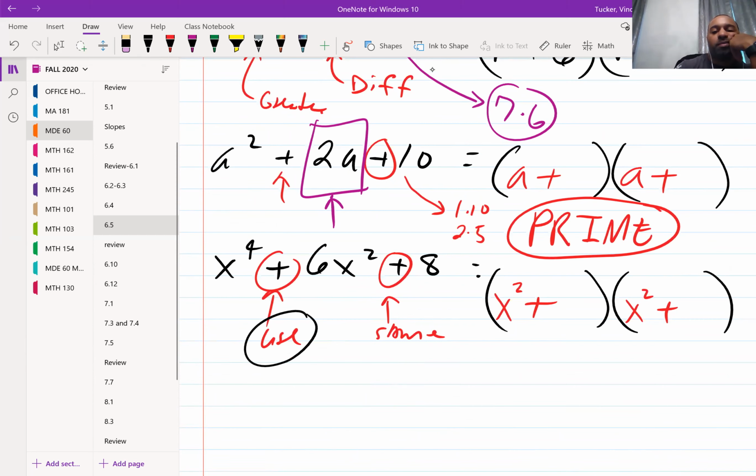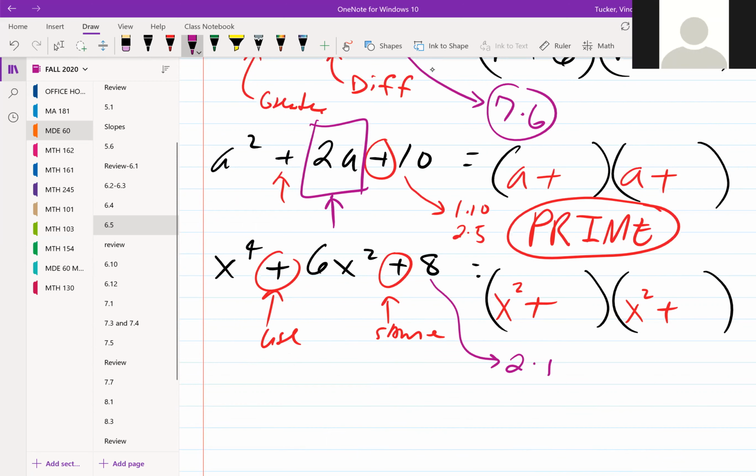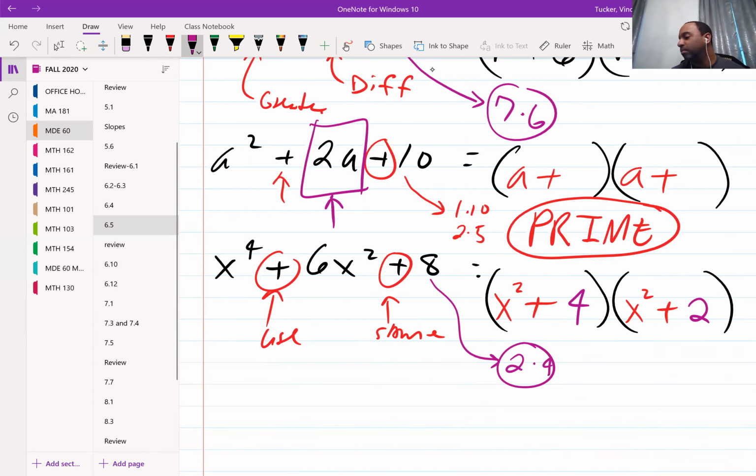x. So now you want your factors of 8 that will add together to give you 6. 4 and 2. You got it? Doesn't matter which way you put the factors. Questions before we do another one?